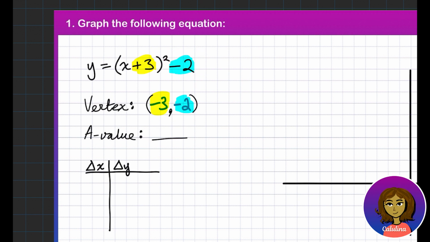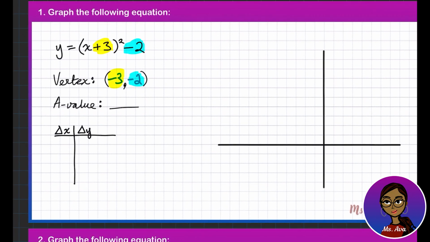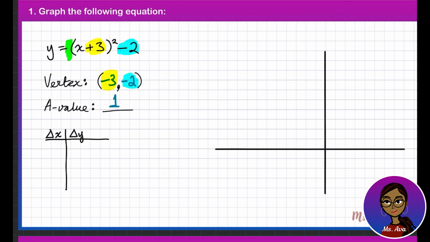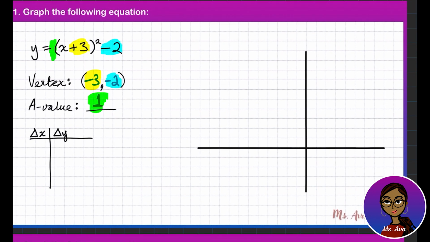Okay. And then you look for the a value. So the a value is usually the number that's right in front, multiplied right there. When you don't see anything like this, it implies that there's an invisible 1, and it's positive. Okay, so now let's go ahead and graph the vertex over here. That's at (-3, -2), so that means it's right here. And we see that a is positive, which tells us that the graph is going to open up. It's going to open in this direction.